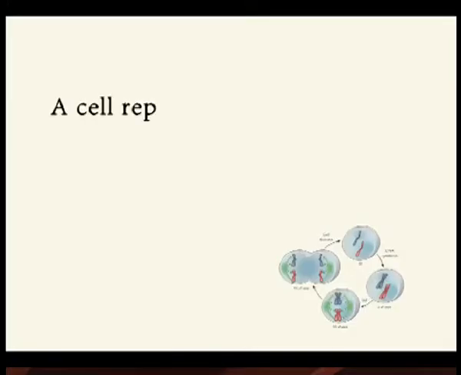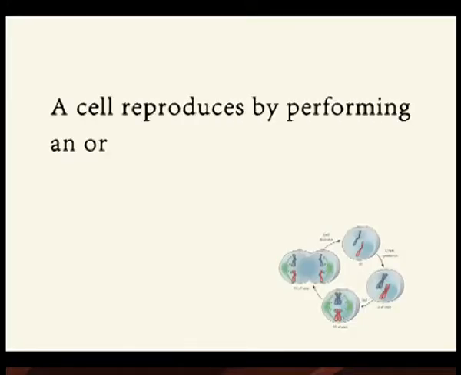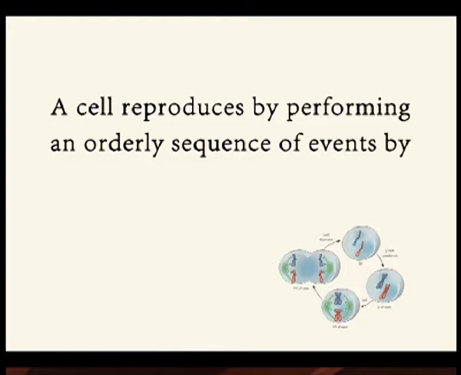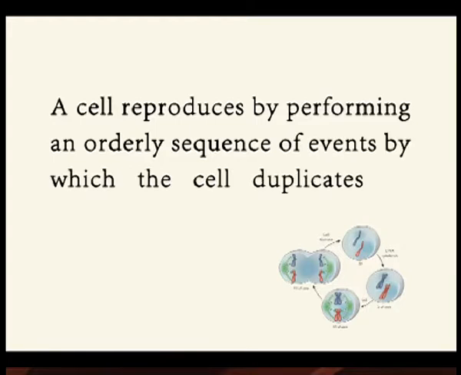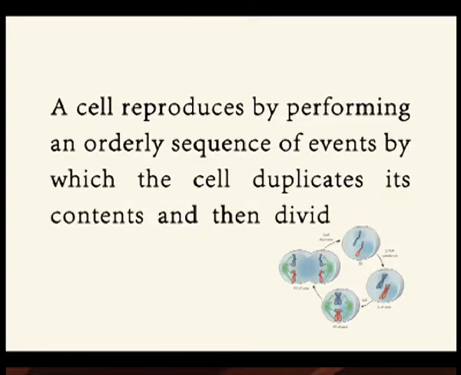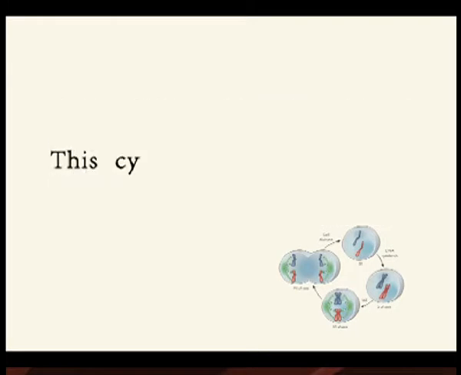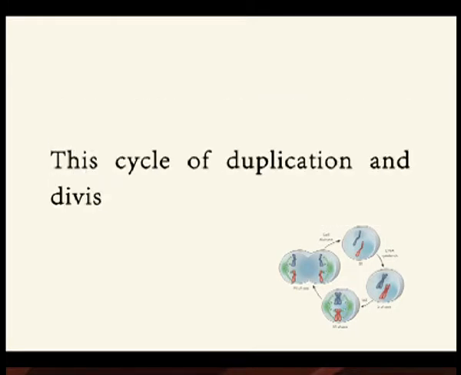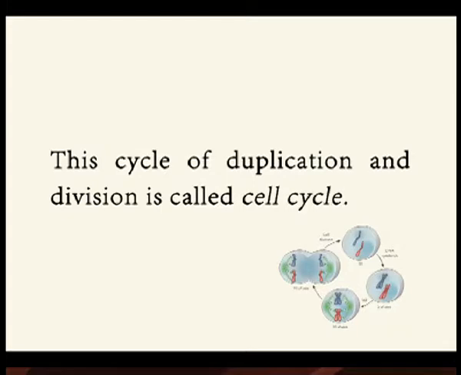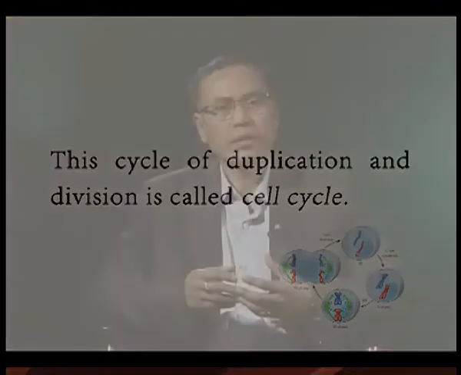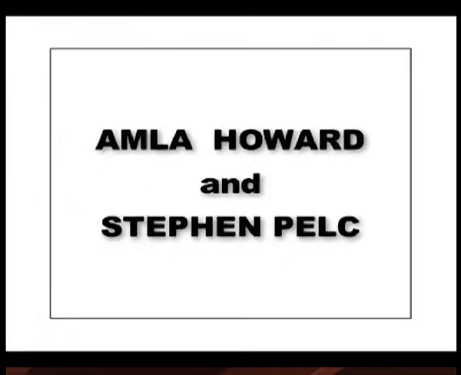A cell reproduces by performing an orderly sequence of events by which the cell duplicates its contents and then divides into two. This cycle of duplication and division is called the cell cycle. Details of the cell cycle were given by A. Howard and Pelc in 1953.